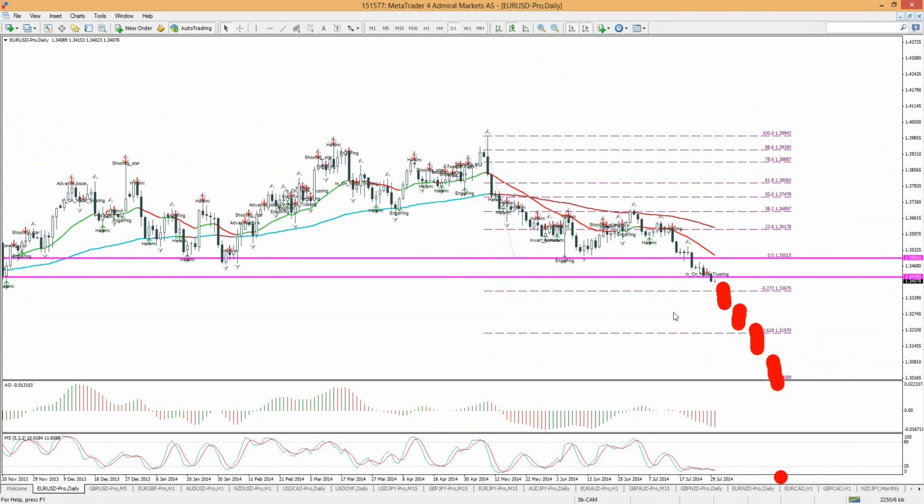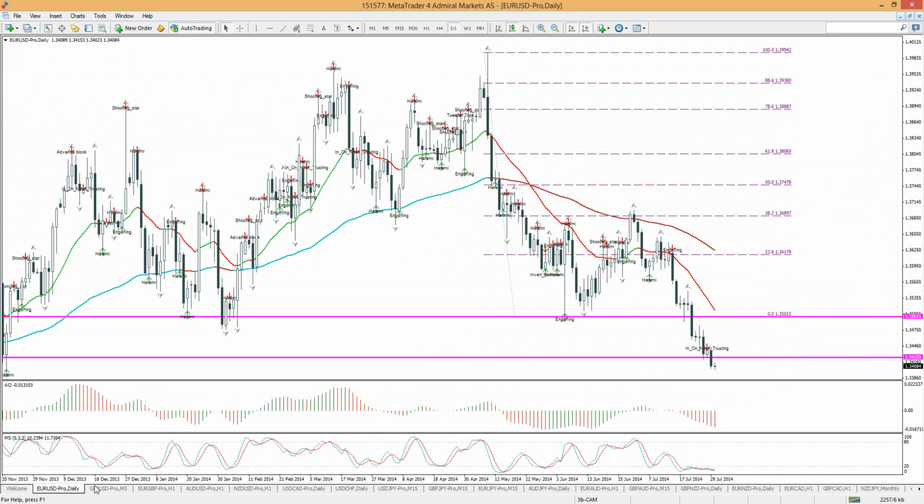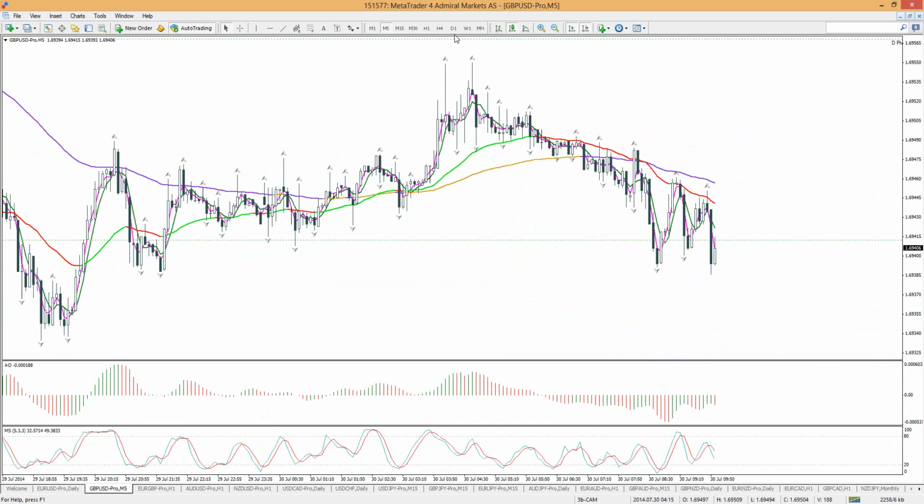So that remains the question on this euro dollar. That will be the translation of the dollar index. Pound dollar will be the same stuff, of course.